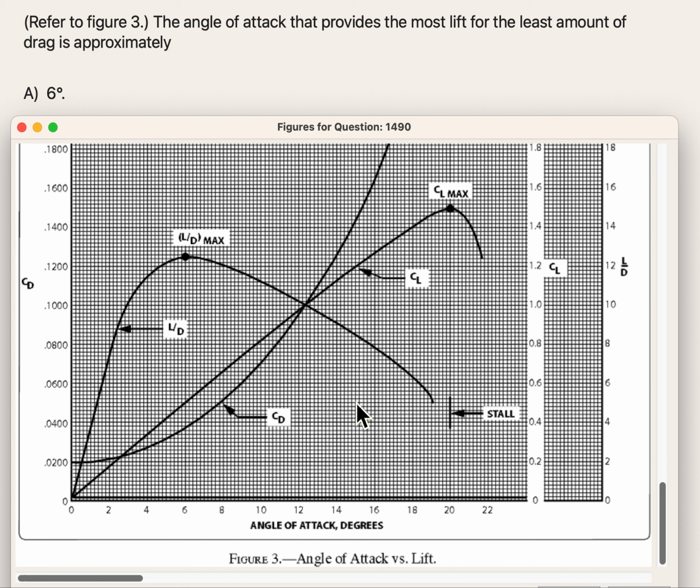The coefficient of lift curve, CL, reaches maximum for this particular wing section at 20 degrees, so that's pretty much the stall speed, and then rapidly decreases. A 20-degree angle of attack is therefore the critical angle of attack. The coefficient of drag curve, orange, which is I think this one, increases very rapidly from 14 degrees angle of attack and completely overcomes the lift curve. At 21.